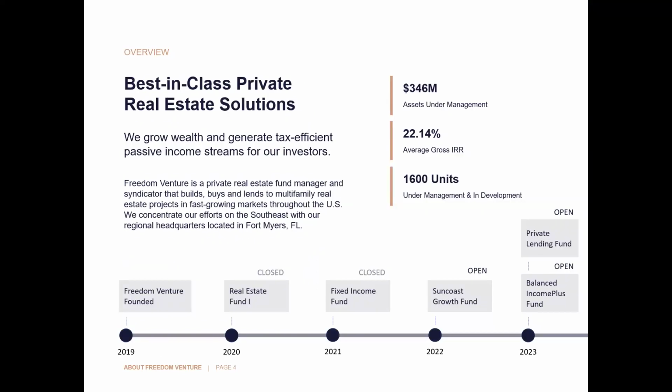Going back to when we were founded, 2019 was when we first started. All the partners have history and track record going beyond that, but Freedom Venture officially formed in 2019. We started with our first real estate fund, and we've had a few funds since then. Currently, we have over 350 million in investor equity that we manage. We've achieved over a 22.14% average gross IRR, and we currently have over 1,600 units under our management.